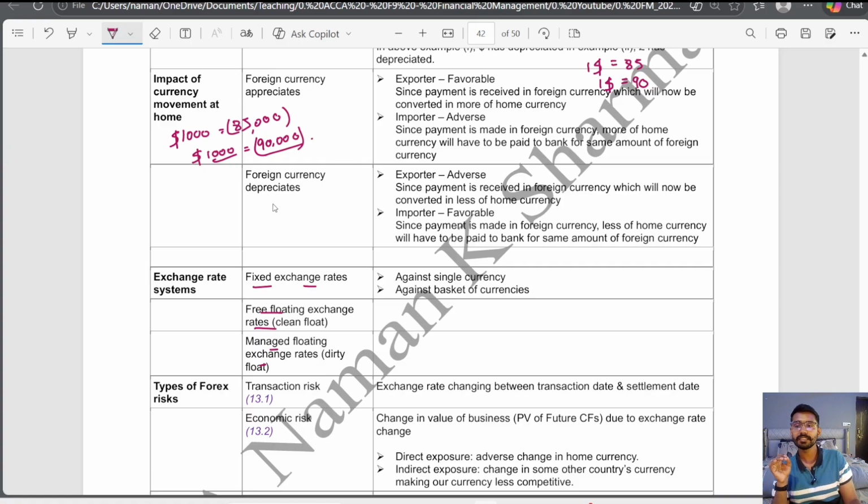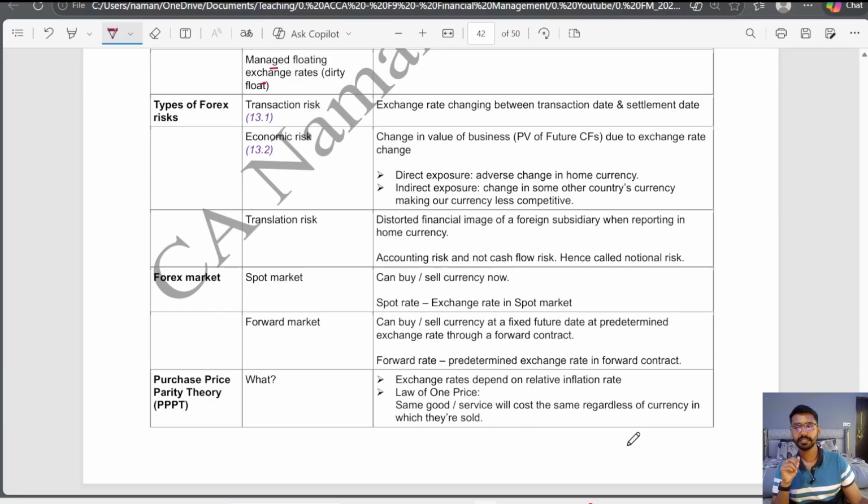And this is what happens: when foreign currency appreciates, your home currency is depreciating. This is what China used to do. China used to depreciate its own currency by increasing its supply in the market, so that exports become favorable and exports increase, because Chinese goods will now become cheaper for the rest of the globe. Okay, now exchange rate systems we have discussed.